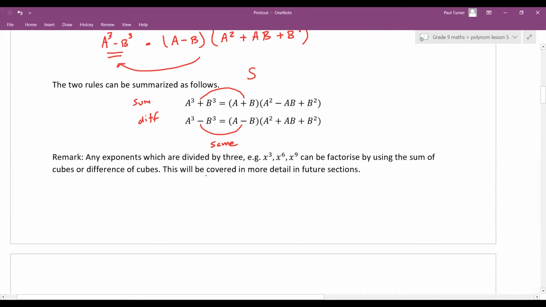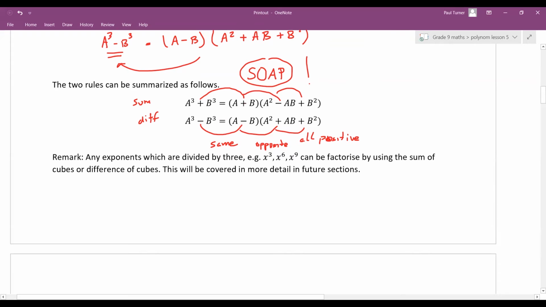So we write S for same. Now what happens here? The sign will change to be negative, and this one changes to be positive. So that's the opposite. So we write O for opposite. And then what happens here? The sign becomes both positive, so all positive. So we write AP for all positive. So you think you can remember that? Same, opposite, all positive.